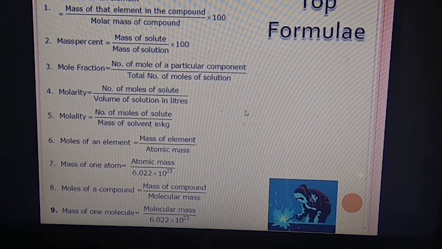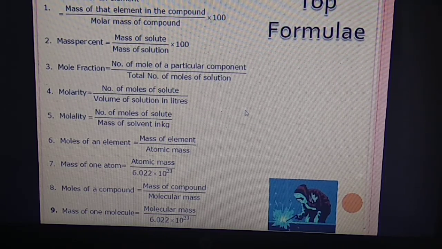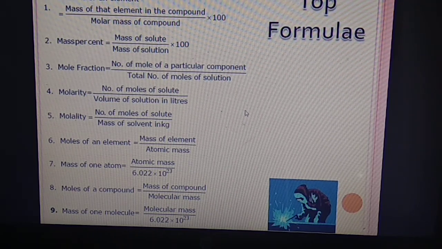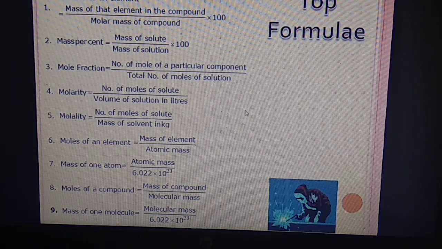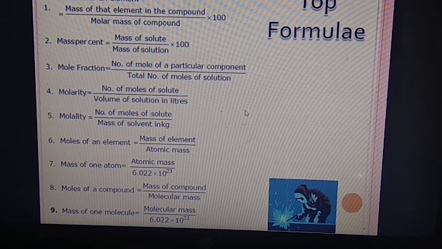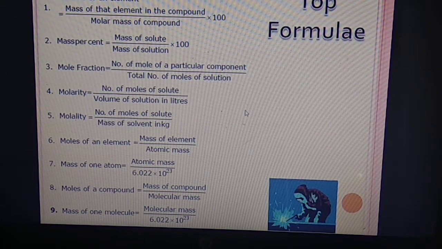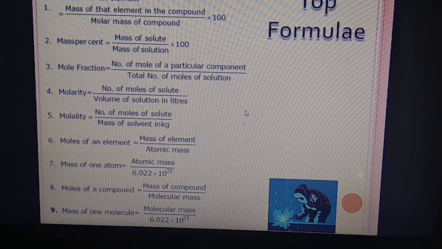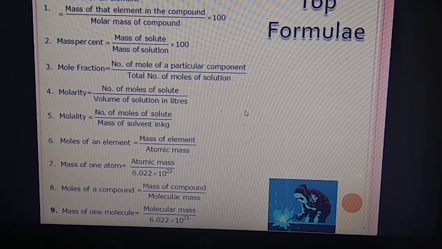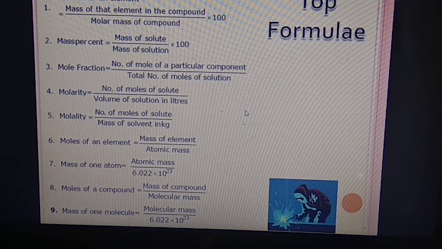Now students, I want to tell you the top formulas of this chapter to solve the numericals. Number 1: mass percent of an element equals mass of that element in the compound divided by molar mass of the compound into 100. If I ask what is the mass percentage of carbon in carbon dioxide, CO2, the mass percent of carbon is equal to the molar mass of carbon, that is 12, into 100, divided by 44. 44 is the molar mass of carbon dioxide. So 12 by 44 into 100 will be the mass percent of carbon in carbon dioxide.